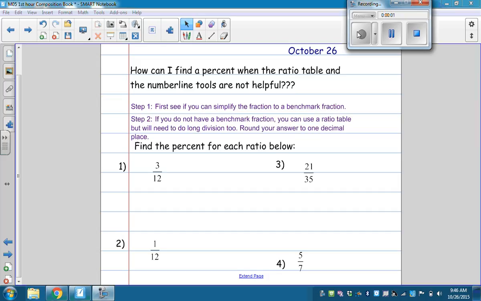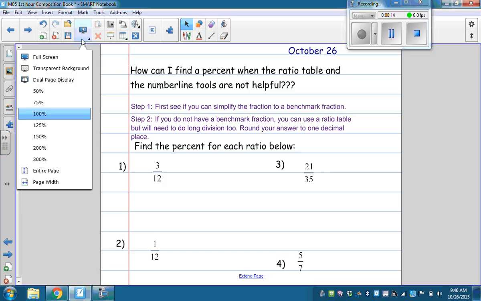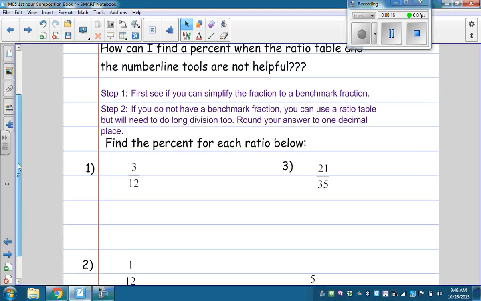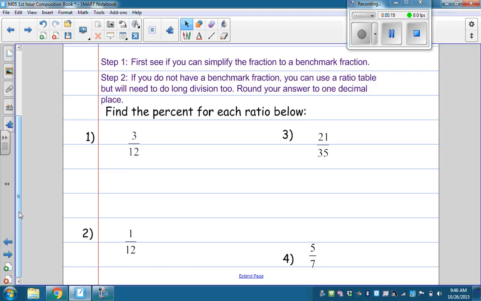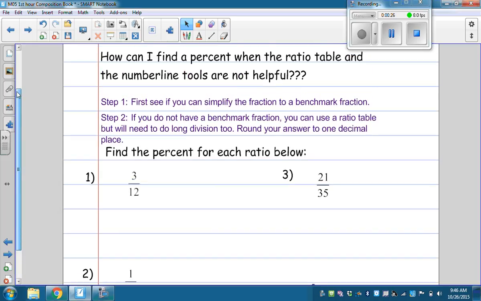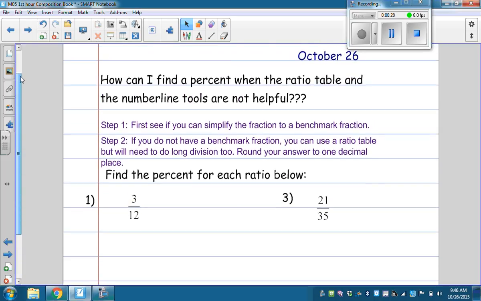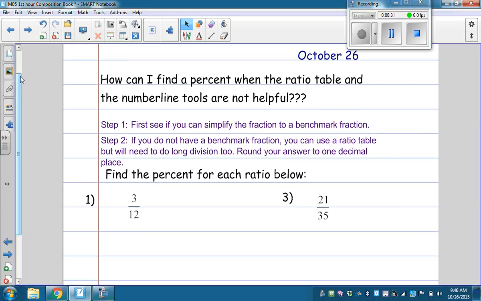Last week we worked on doing benchmark fractions to decimals and then benchmark fractions to percents. But then we stuck with pretty straightforward fractions. And on the homework from Friday, or the classwork, which is your homework tonight if it's not finished, there were still a few that were a little bit more challenging than benchmark fractions. So the whole point here is to figure out what you can do to find a percent when the ratio table or the number line tool is not helpful or it's not a benchmark fraction.